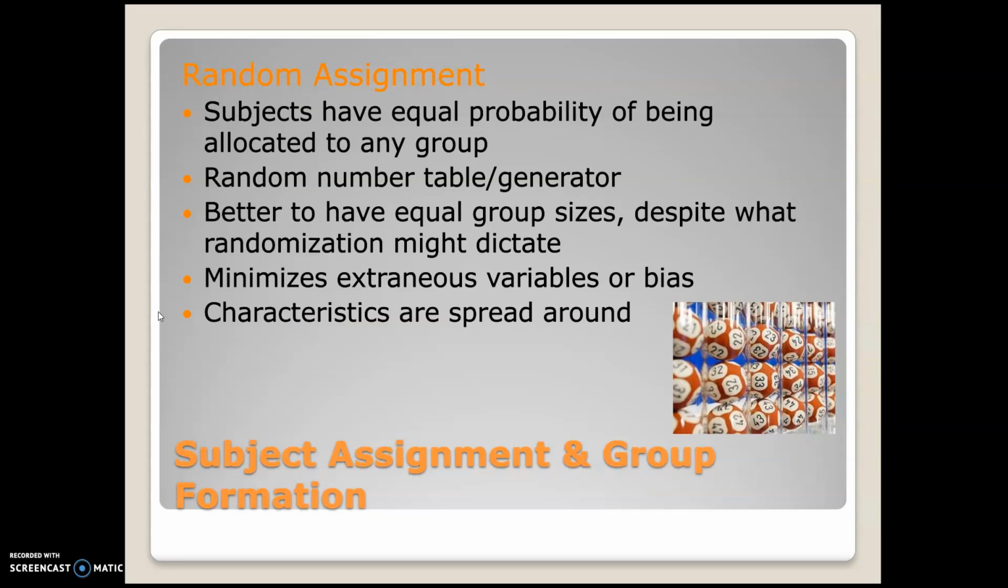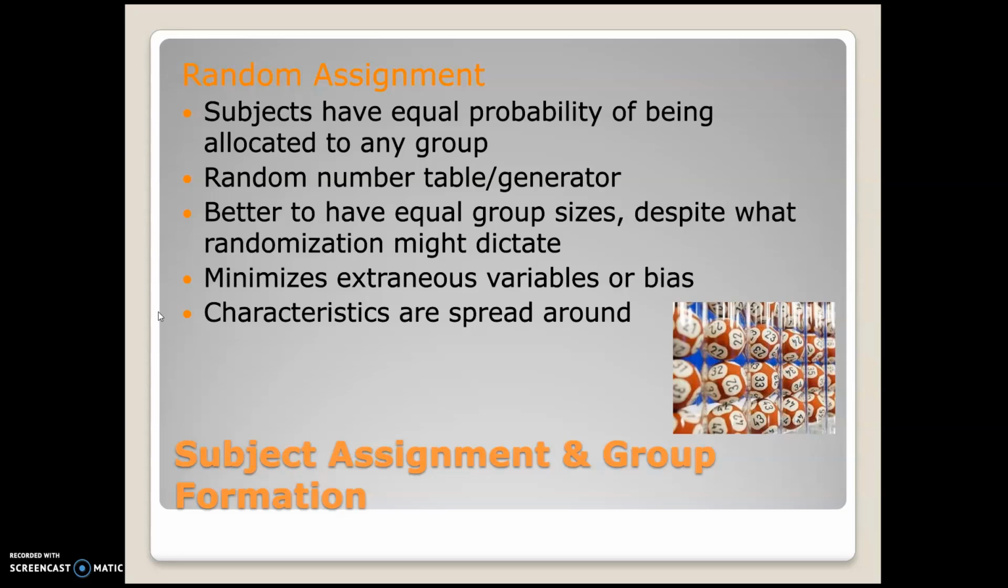Random assignment. In your notes, make sure we're clear: separate from random sampling, random assignment should come after random sampling if they're both in the study. And let's not forget, random assignment is one of the prerequisites for a full experiment. Once again, subjects have an equal probability, but this time of being allocated to a certain group, once again using a random number generator. And it's ideal to have equal group sizes.